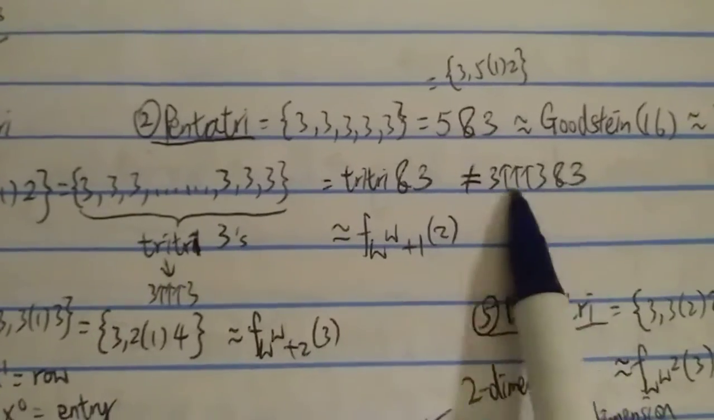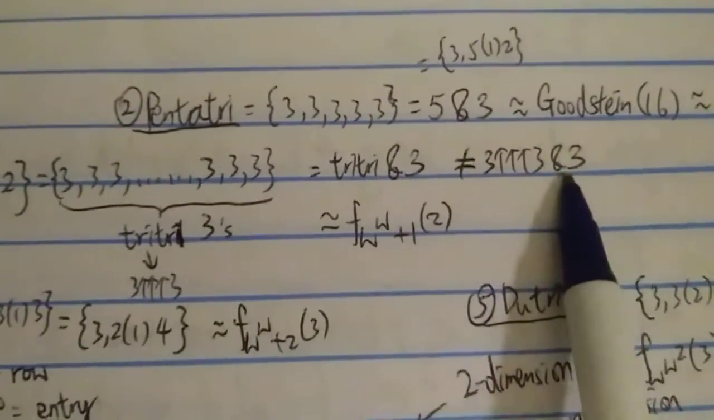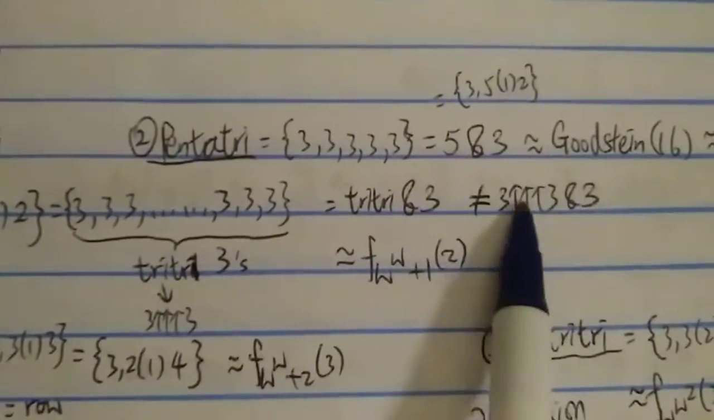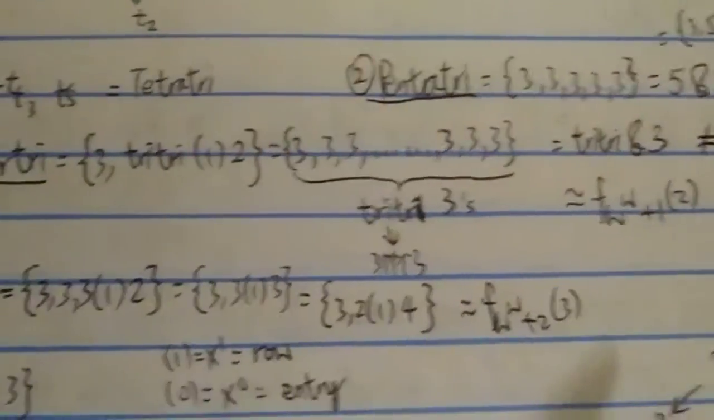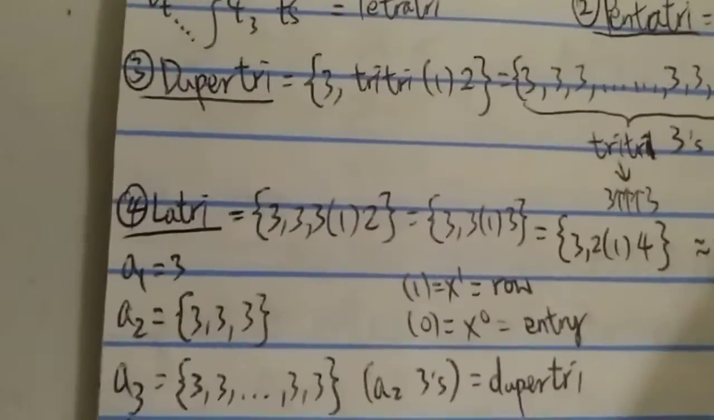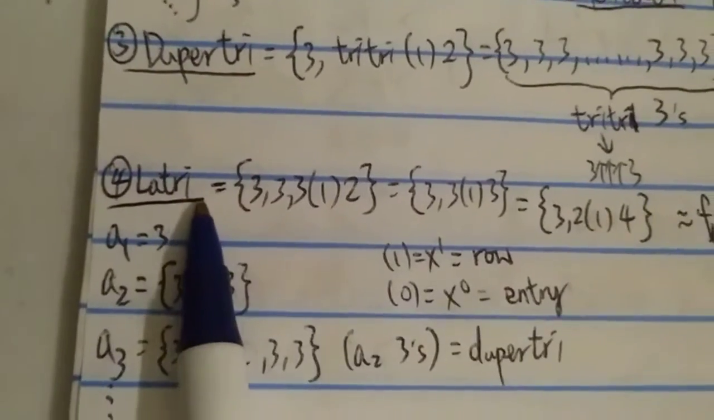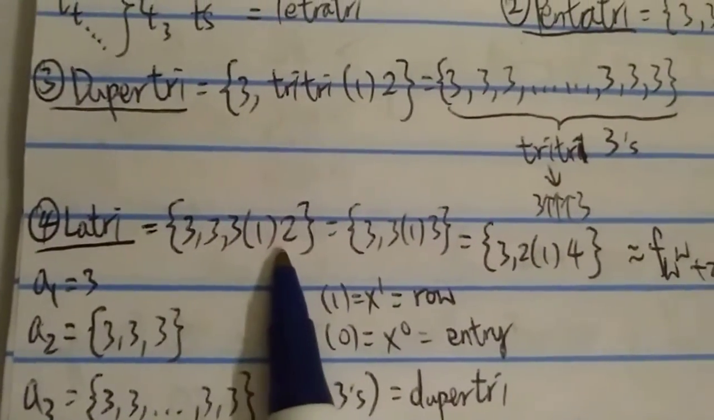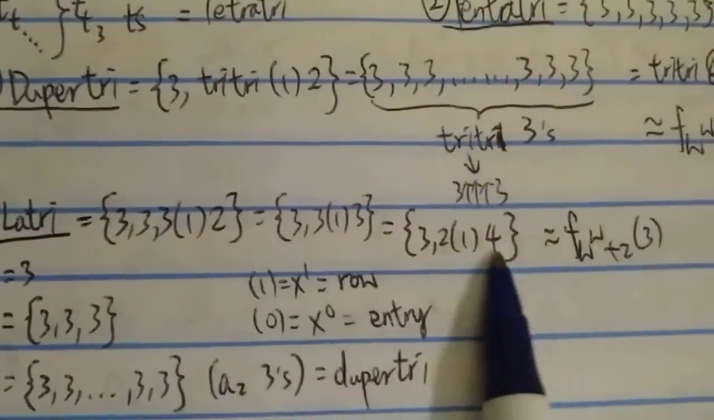The reason it is not equal is that this is a pentation array, way more powerful than this, and this is actually kind of ill-defined right now, but I will talk about that in a moment. So the next number, the fourth number, is Latri. What is it? It's 3 3 3 1 2, or you can write it this way.